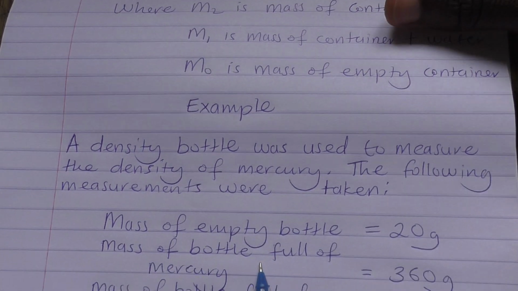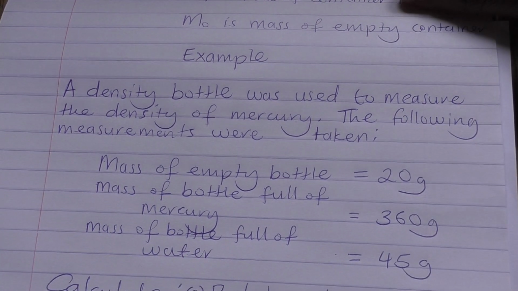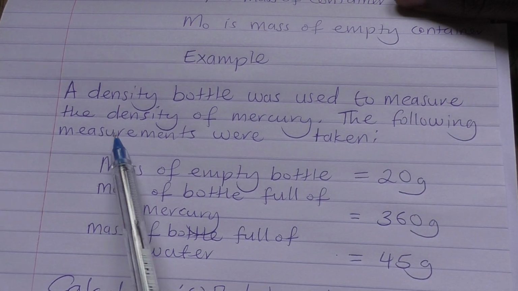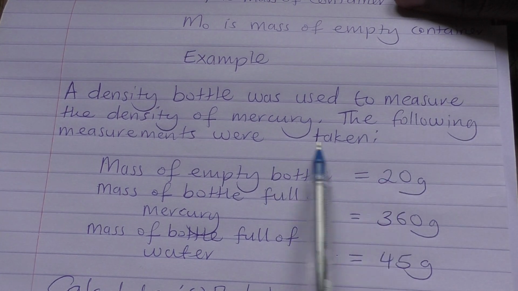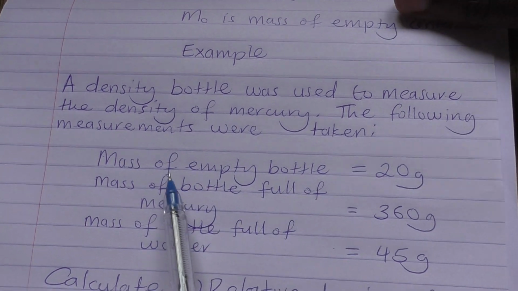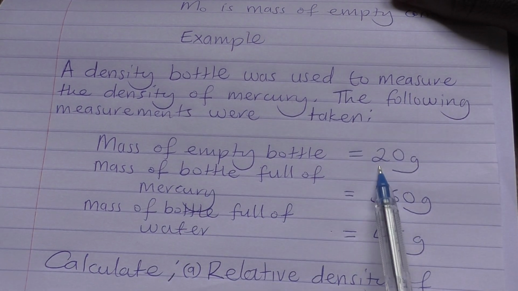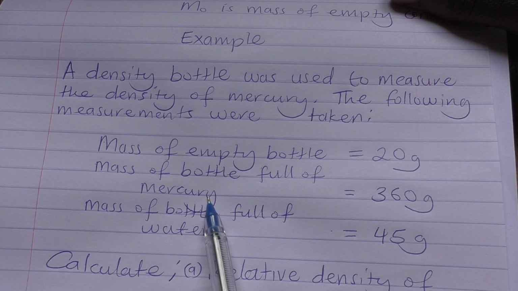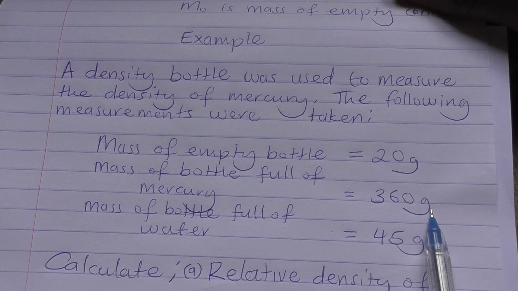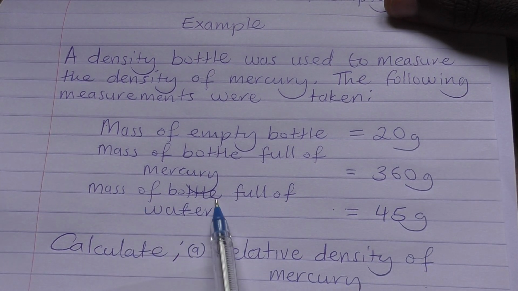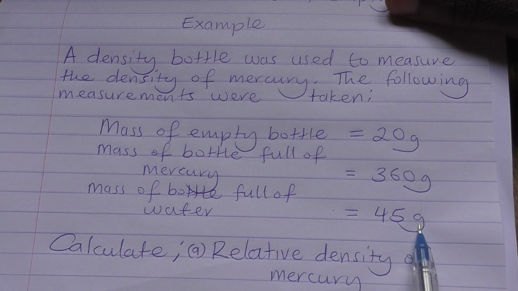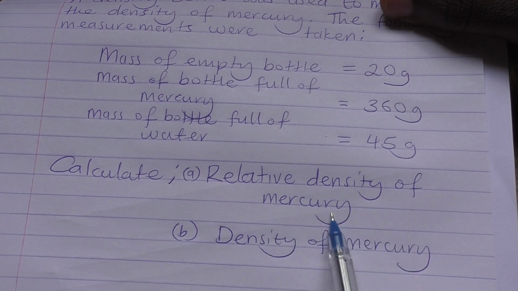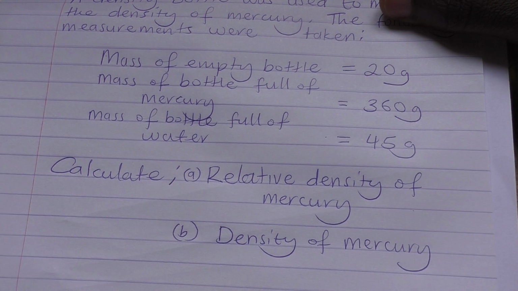For instance, we have an example on that. We are given a density bottle that was used to measure the density of mercury, and the following measurements were taken. 1, mass of empty bottle, which was 20 grams. We have mass of bottle full of mercury, which is 360 grams. We have mass of bottle full of water, which is 45 grams. And therefore, the question is, they want us to get the relative density of mercury and the density of mercury.